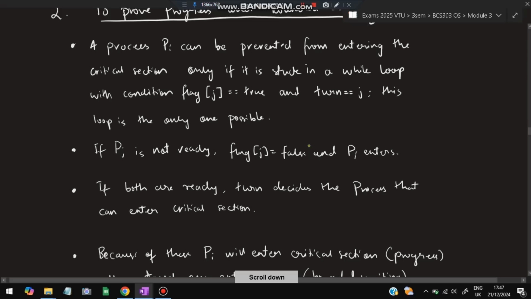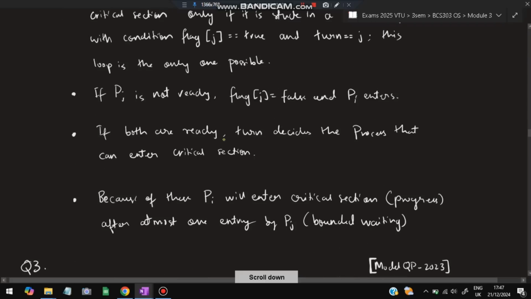If Pj is not ready, flag of j is false and Pi enters. So Pj will execute until it becomes not ready, and then flag of j becomes false and Pi enters. If both are ready, then turn decides which process can enter the critical section. Whatever turn holds, if it holds i, process i will execute, if j, process j will execute. Because of this, Pi will always enter the critical section, it will never get stuck.